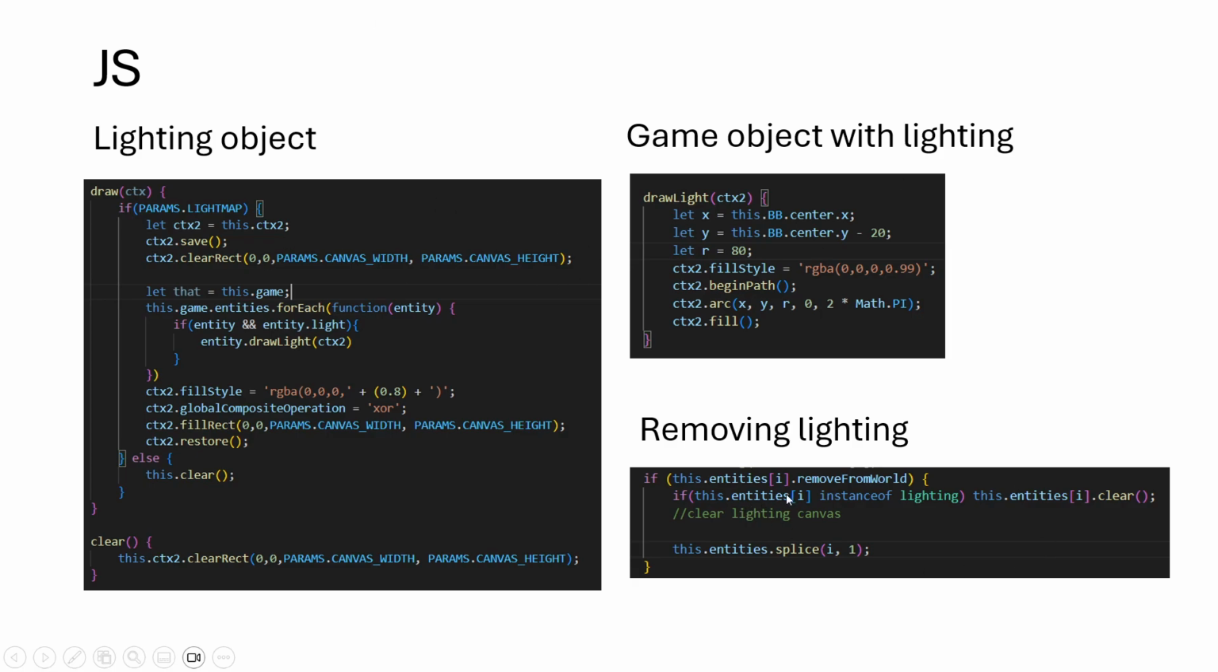And if you want to remove it, I suggest a clear function because it won't automatically remove on its own. You have to remove it manually, or say if you're removing it from the world, then call its clear function, which will just clear the light map.